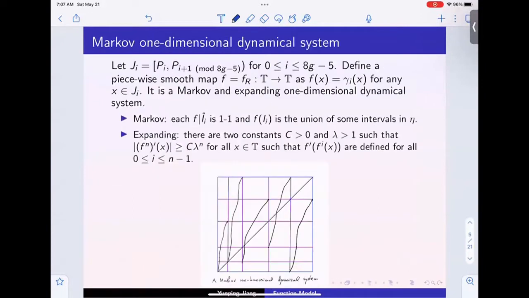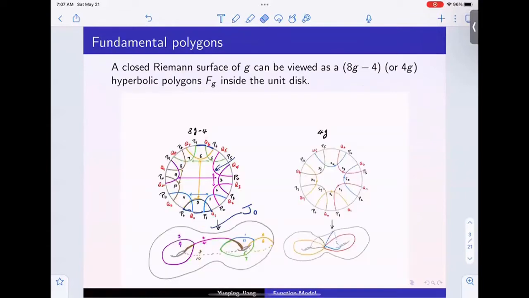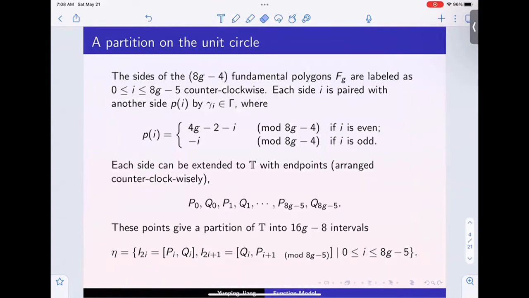So then J_i is actually a little bigger interval. Here J is actually from P0 to P1, P1 to P2, P2, P3, P4, right? So then on each interval, you have a pairing map, which is in the group. So you use the pairing map as gamma_i, which is in the group.